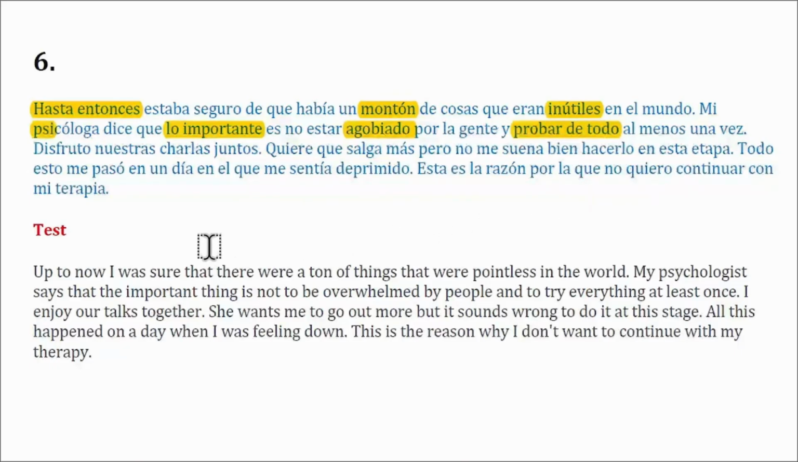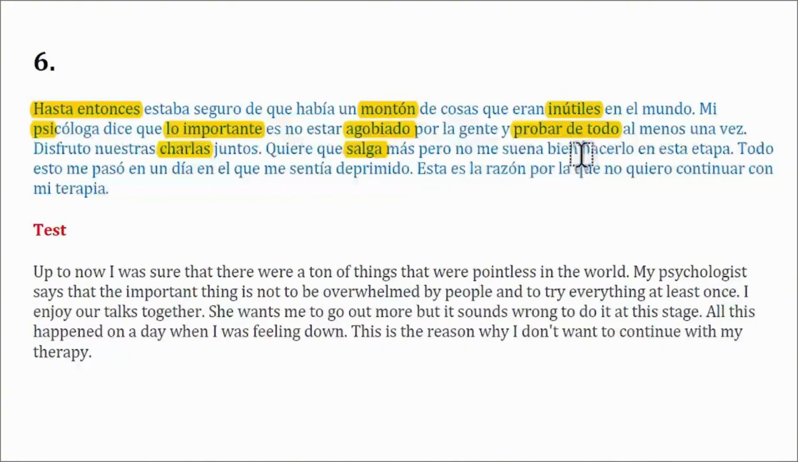In the second half, we have disfruto. So I enjoy nuestras charlas juntos. Charlas is like our chats. So we have I enjoy our chats together. Disfruto nuestras charlas juntos. Followed by quiere que salga más. Now you could also say ella if you wanted to be clear. She wants me to go out more. Notice that we have the trigger here. Ella quiere que followed by salga. The verb salir in the subjunctive.